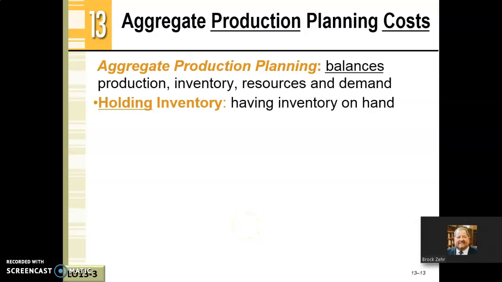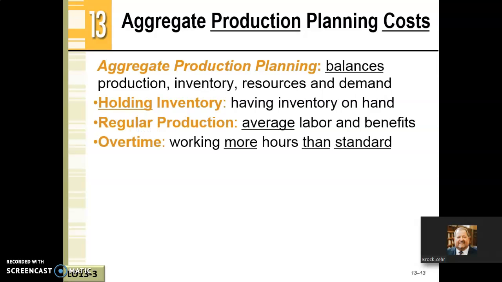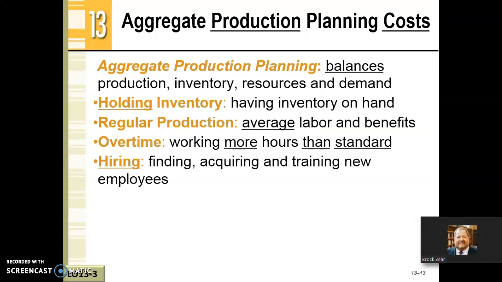One cost is inventory, the cost of having inventory on hand, holding costs. Our regular production costs, which is our average labor and benefits that it costs us to produce on a normal production schedule. Then if we have to pay overtime, more hours than standard, that would be an additional cost. Hiring. To find, acquire, and train new employees, there's a cost. There's time and cost involved in doing that. So that is a cost that has to be considered.